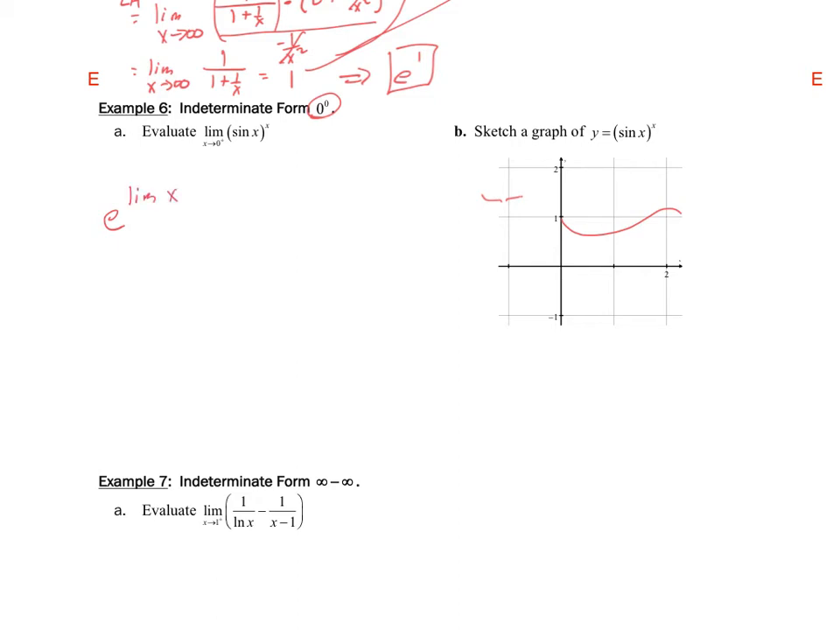The limit of x natural log sine x as x approaches 0 from the right. Maybe put a grouping symbol here so we don't lose our argument. All right, so then we're going to rewrite it as a ratio. So again, I'm going to have my natural log of sine x in the numerator. I'm going to take my 1 over x down below.